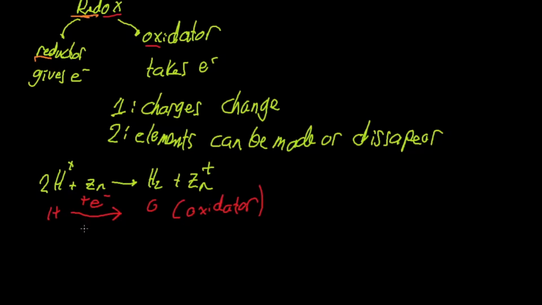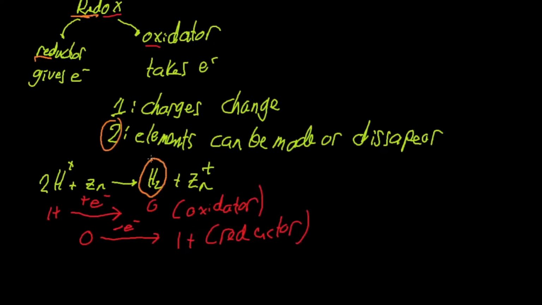And here Zn has a charge of 0, and here it has a charge of 1+. So it gives away one electron. In other words, it's a reductor. So you see that the charges of the atoms change. So you have a redox reaction, which you can also see if you look at the second way, that H2 is made, which is of course an element. So there are two ways to spot that this is a redox reaction.